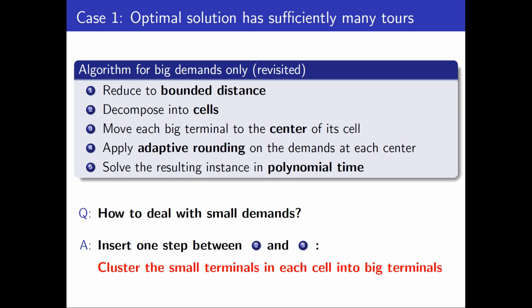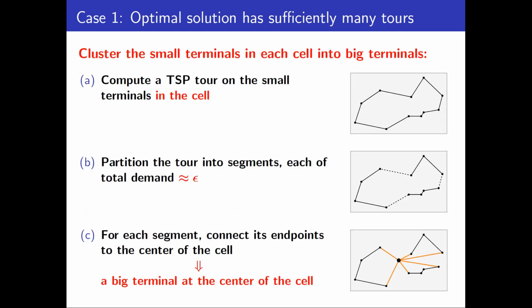Now we design a more efficient algorithm for arbitrary demands. There are 2 cases, depending on the number of tours in the optimal solution. The most interesting case is when the optimal solution has sufficiently many tours, which is our focus here. We adapt from our previous algorithm for big demands only. How do we deal with small demands? As before, we decompose the plane into cells. The key is to cluster the small demands of each cell into big demands. At a high level, we group the small terminals that are near one another in the cell into clusters. Our clustering approach is a modified version of the iterated tour partitioning.